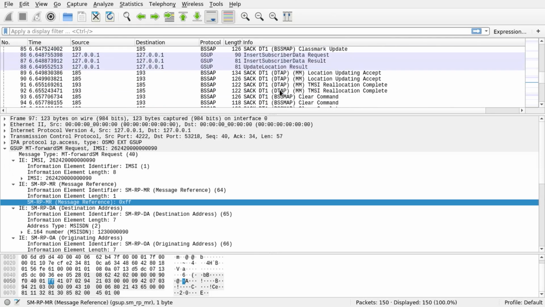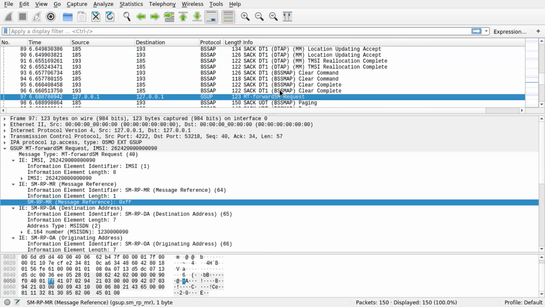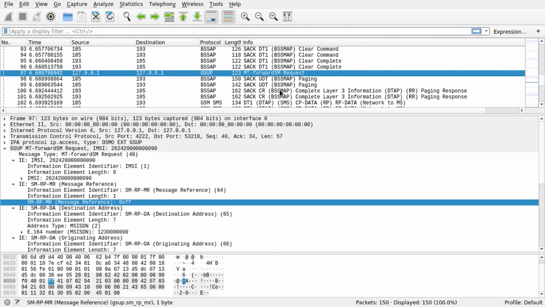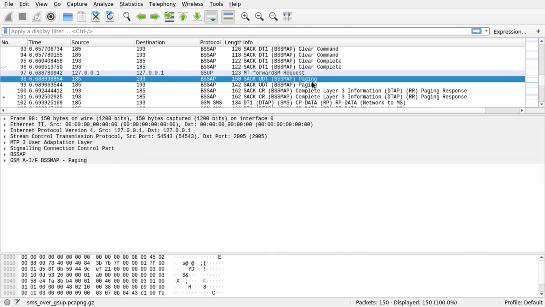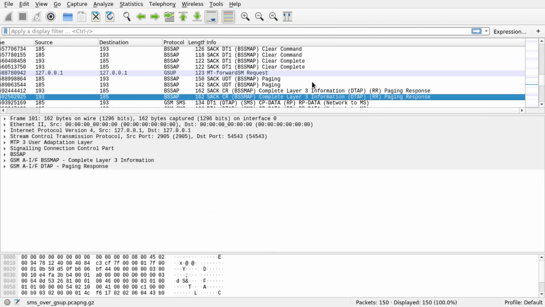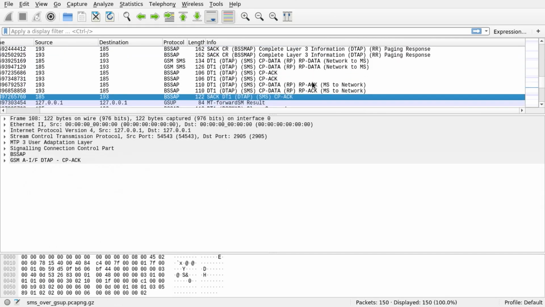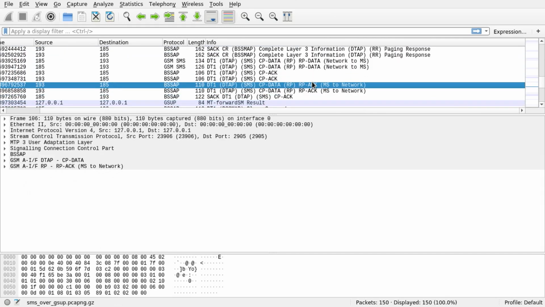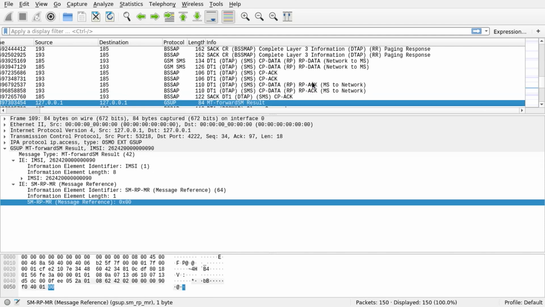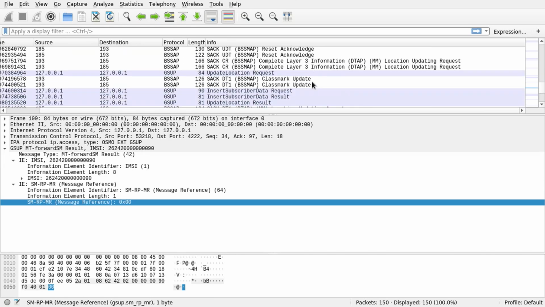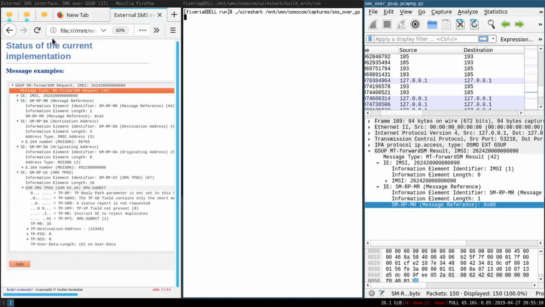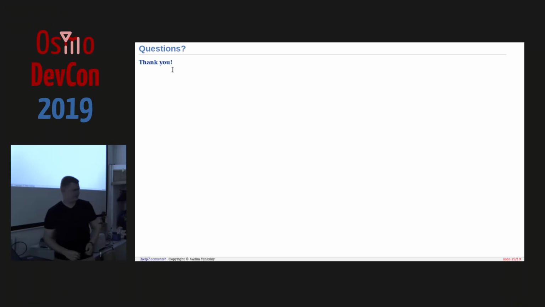There is a mobile-terminated message example. So at this moment Osmo HLR initiates transmission to Osmo MSC. Then we initiate the paging procedure. Then we get the paging response, send this to the mobile station, and so on. As soon as the mobile station acknowledges this RP data, we just forward some result with the same message reference. That's the key point. I think that's more or less it. If you have any questions, the microphone is yours.